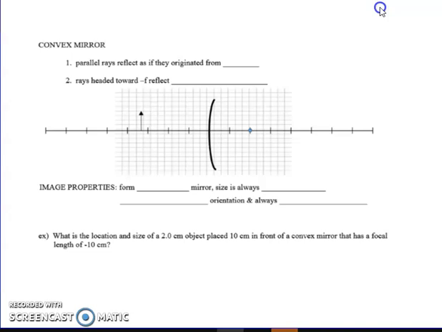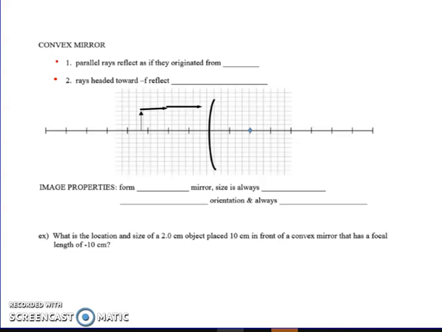So let's show formally how we form an image. This is a little bit more abstract. The two rules we're going to apply are similar to the ones for concave, but kind of inverted, though maybe inverted is not the right word. Parallel rays come in. If I draw a parallel ray coming in, because that's always easy to do.